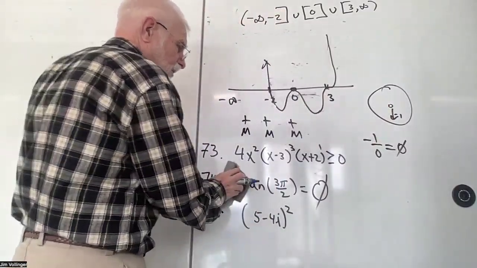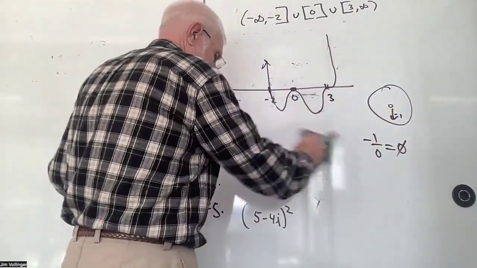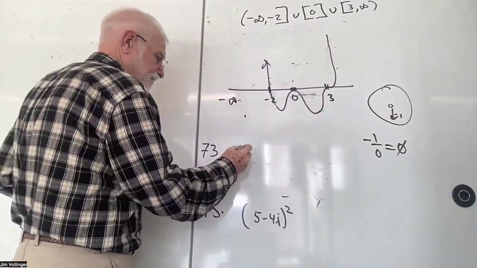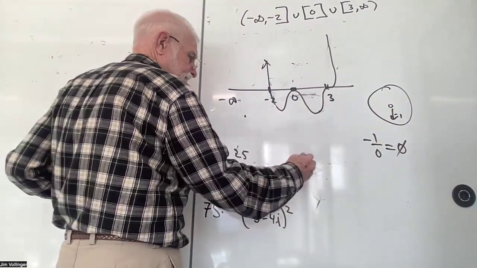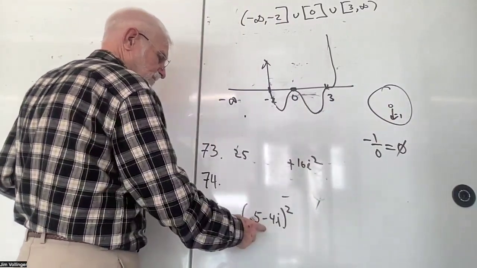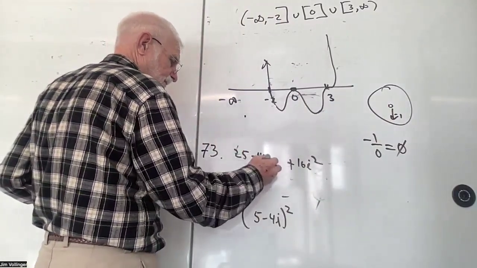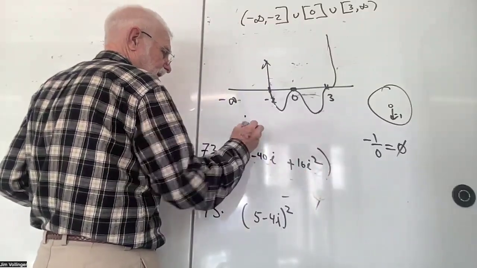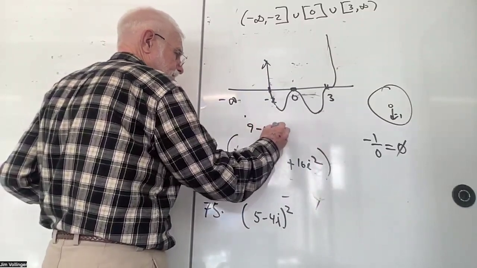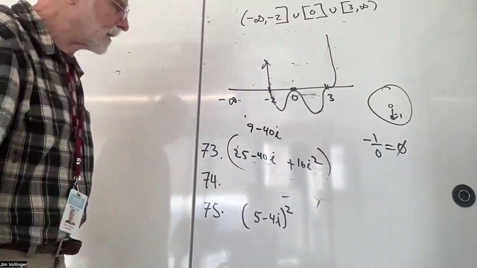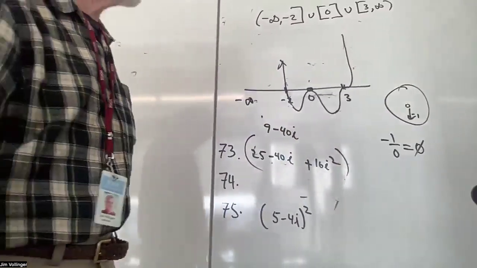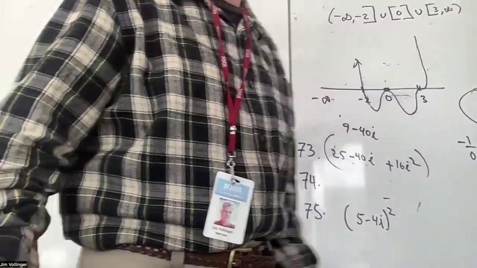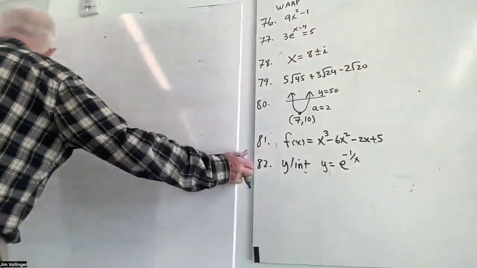5 minus 4i squared. Square the first. Square the last. Middle term double. Double that product. 25 minus 16 is 9 minus 40i. Okay, again, I hope you're pausing the video. 75, so we're going over here, Renee. Let's go over to 76. Let's get this out of the way.